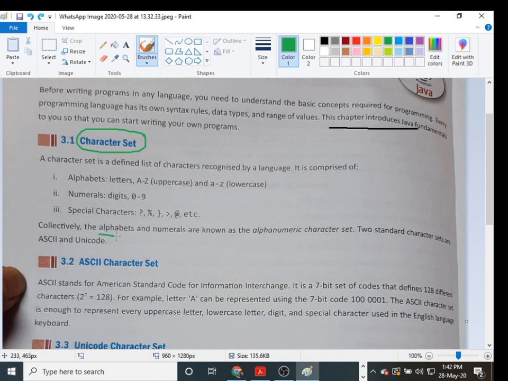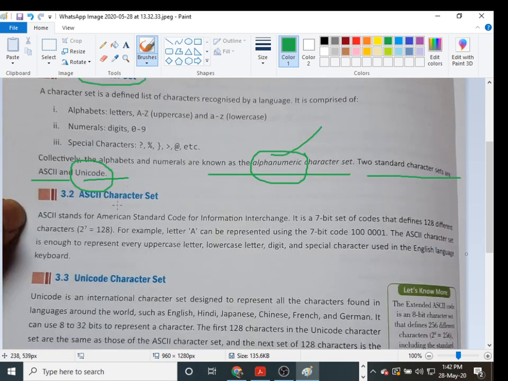Collectively, the alphabets and numerals are also known as the alphanumeric character set. Alphanumeric character set means the character set which contains alphabets as well as numerals. Two standard character sets are ASCII and Unicode. The first one is ASCII and the second one is Unicode. Java uses Unicode. So come on now to the next topic, and the next topic is the ASCII character set.